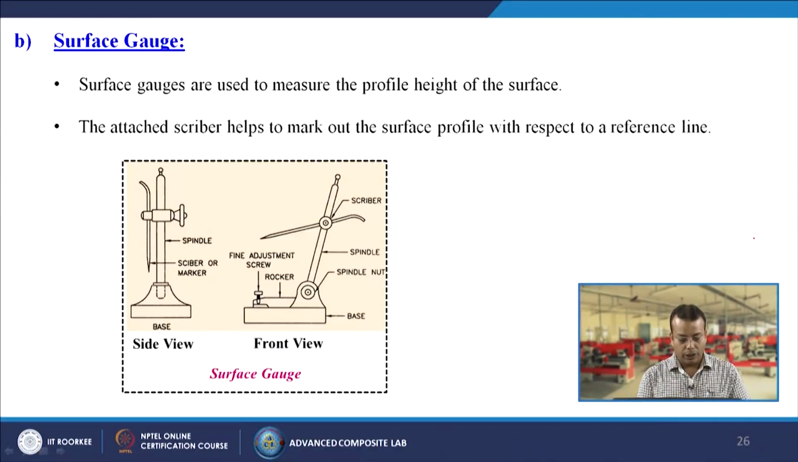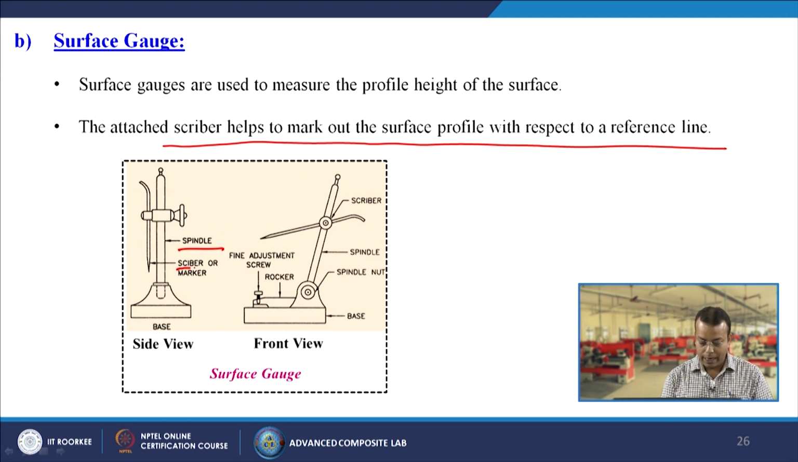Second is the surface gauge. Surface gauges are used to measure the profile height of the surface. The attached scriber helps to mark out the surface profile with respect to a reference line. So, we have the spindle, scriber or maybe the marker. Suppose I have one material and this pin, and the pin will move like this. This way we can easily check whether the pin is touching all the points on the surface or some points are missing. In this case this is the side view and this is the front view. So, on top of any material or sideways also you can measure.